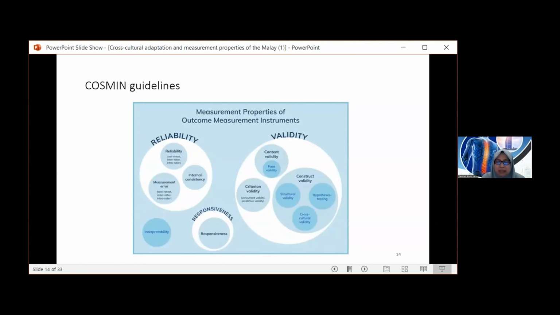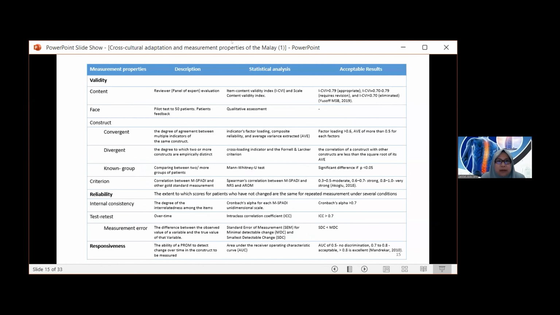Even though there are other methods to assess or report questionnaires, COSMIN is the most widespread and comprehensive tool to be used for health-related quality of life instruments for evaluative purposes. This table here provides the list of measurement analyses we did to assess the translated questionnaire validity, reliability, and responsiveness. We use SPSS and Smart PLS for analysis.